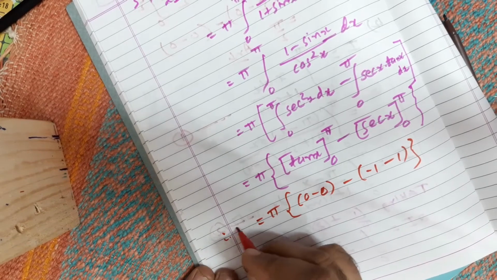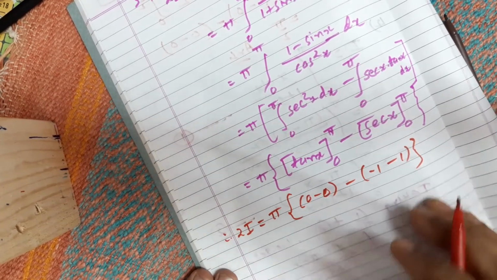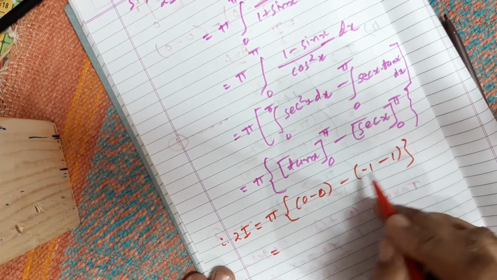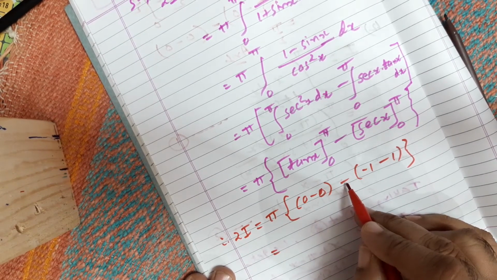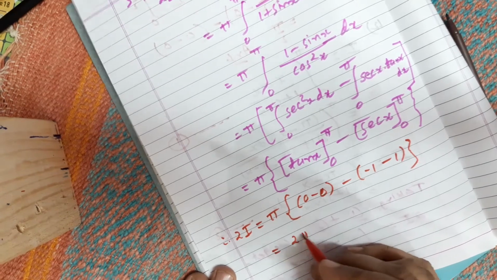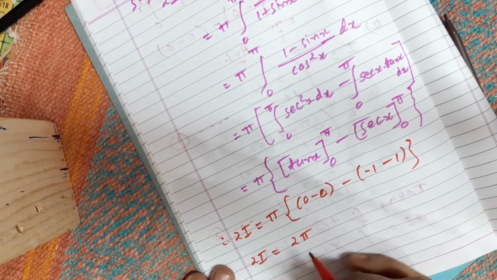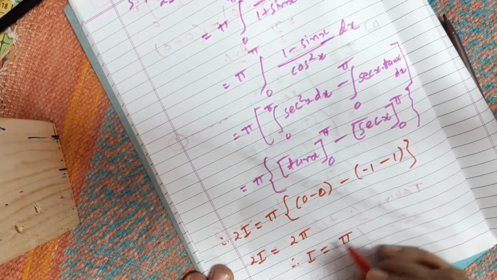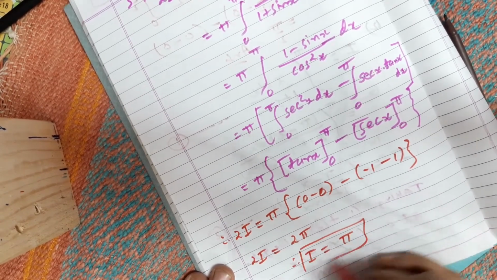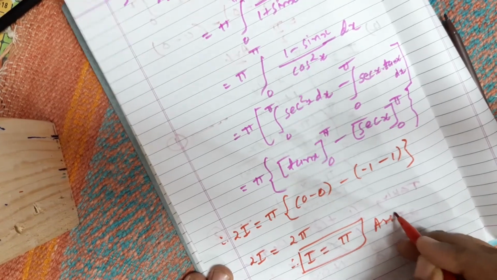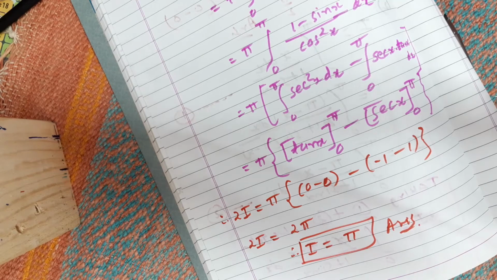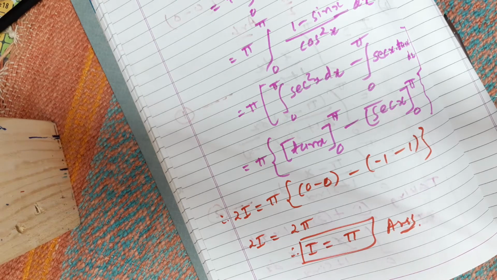And this is 2I equal to, be careful. Now see, minus 1 minus 1 is minus 2, outside minus, so plus 2, so it will be 2 pi. So 2I is equal to 2 pi, 2 cancels, and therefore finally I is equal to pi. So that is our answer. Okay friends, this is the way, dear children, you have to do these exercises.